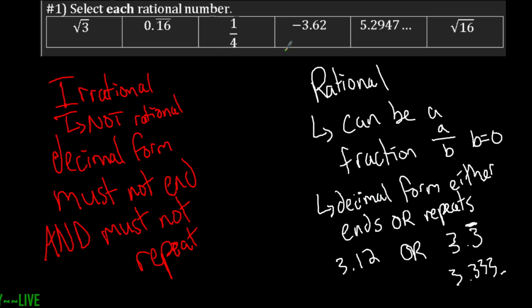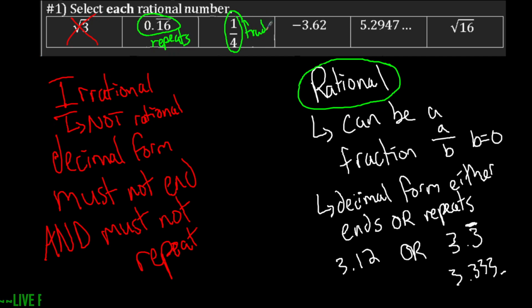So what we're going to do is circle each of the rational numbers for the situation. So square root of 3, that's going to be an irrational number, so we're going to say that's not what we're looking for. The second one, notice how it has the bar over it. That's going to be rational because it repeats. 1/4 is rational because if you look at the decimal, it ends, or you could say it's a fraction.